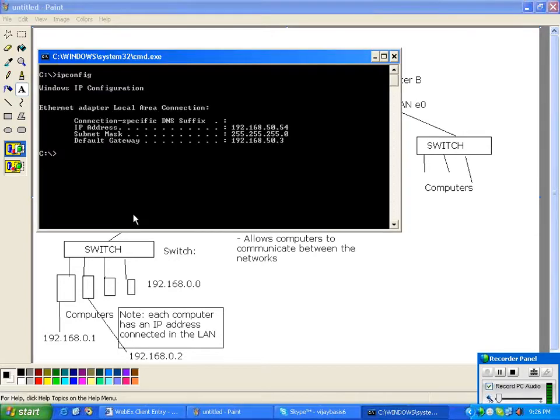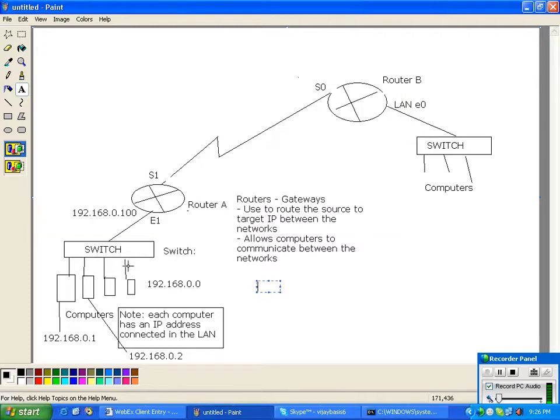So you can see here, what is the default gateway of my IP address. My IP address is 192.168.50.54. Subnet mask, I'll tell you later what a subnet mask is. And the default gateway is 192.168.50.3. So this gateway is my default gateway, meaning it should be in the same network.